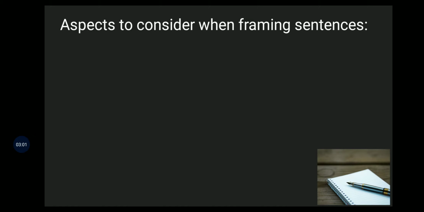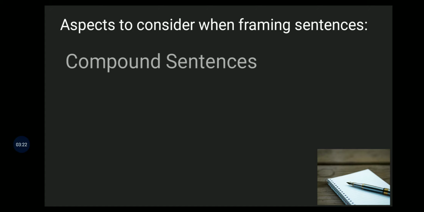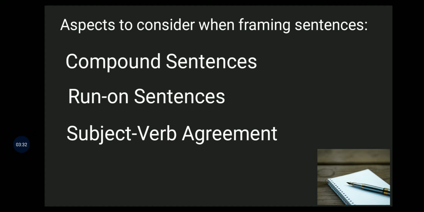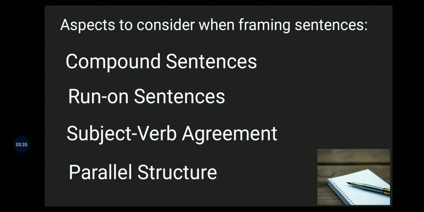Now moving on to the aspects that you should consider when writing sentences. So there are 4 parts which you should be careful about when framing sentences, and performing these aspects properly will ensure that what you output as a sentence will be perfect in every sense. So the first thing that you should pay attention to is something called as compound sentences. Next, we have something called as run-on sentences. We have subject-verb agreement, and lastly, we'll look into parallel structure. So let's look at each of them individually here.